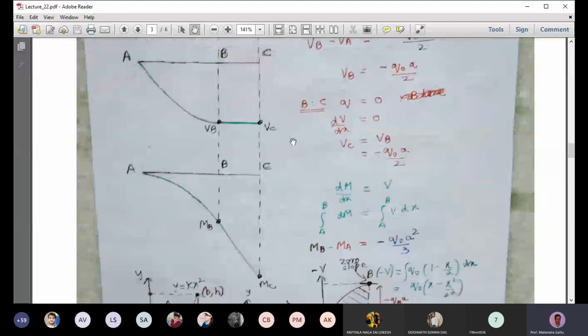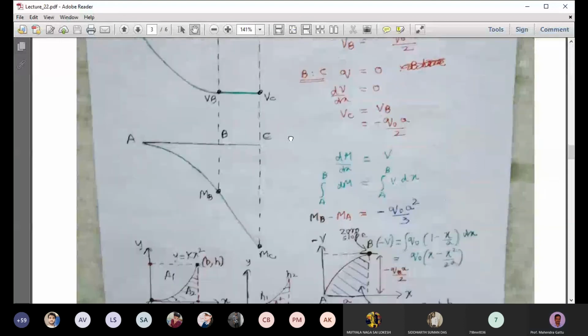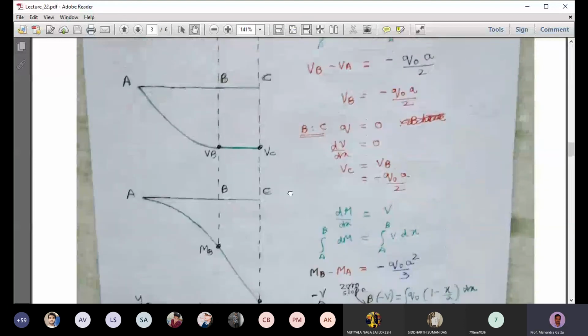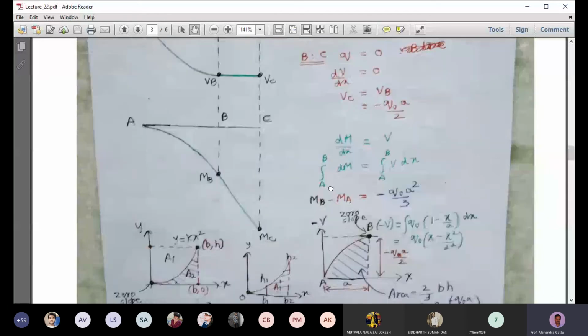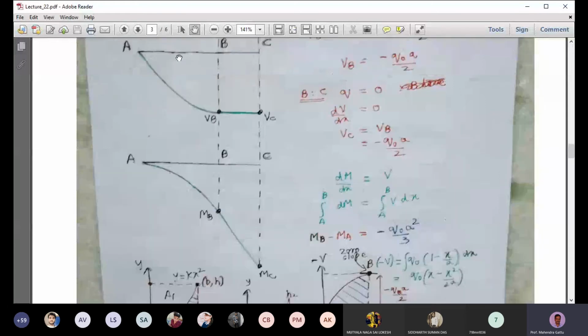And then we can calculate the bending moment diagram. To calculate the bending moment diagram, we have to look at the shear force diagram, and then calculate the area under the shear force diagram to find the change in bending moment. So what is the change in bending moment between B and A? At A it is 0, and at B it is MB. So what is the MB value? We have integral A to B dM is integral A to B V dx. So MB minus MA is equal to the area under this curve.